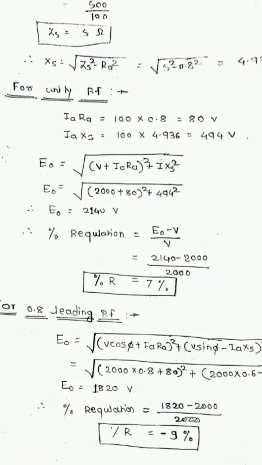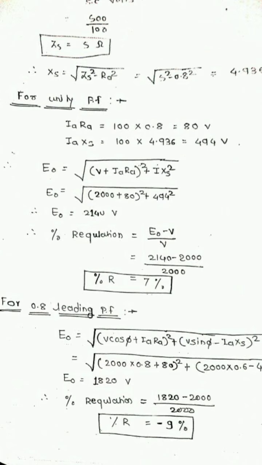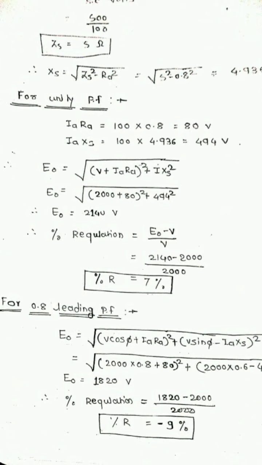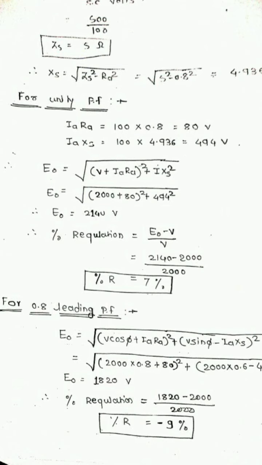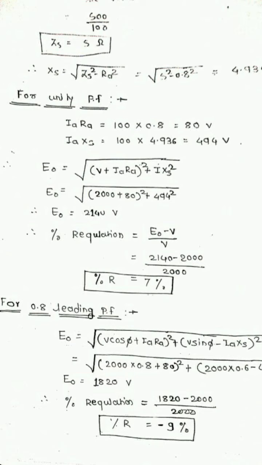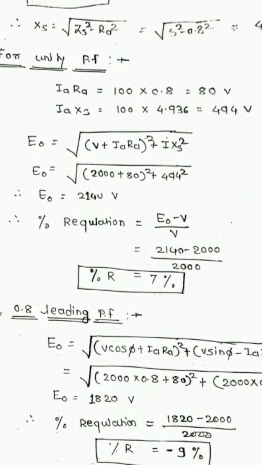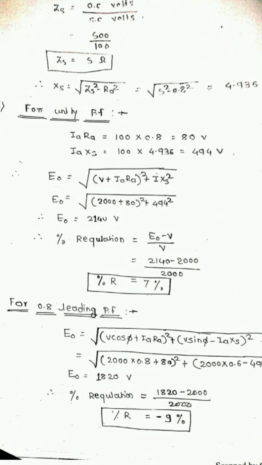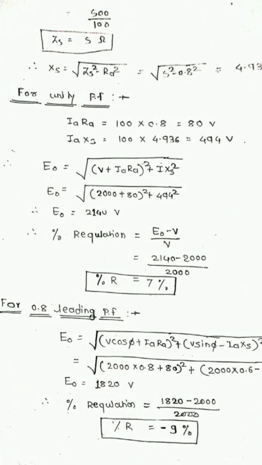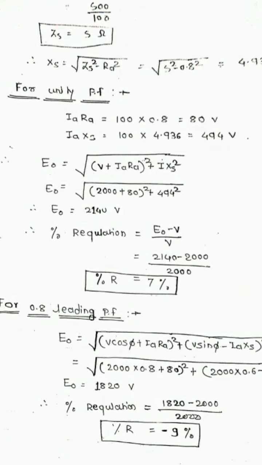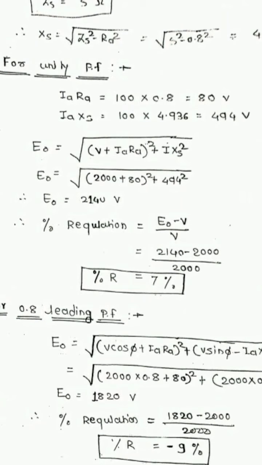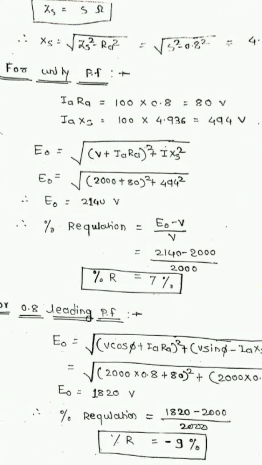So substitute this value into the fundamental equation of EMF generated of alternator for unit power factor that we had already derived in the last few videos in concern with the vector diagram of an alternator. So the formula is square root of (V plus IRA) square plus (I XS) square. Substitute the value of V, because we want to find out the value of voltage regulation at 2000 volt. So substitute 2000 plus the IRA drop, that is 80. Similarly, substitute the value of 494 into that equation. We can get the value of E0. So the value of E0 is 2140 volt.